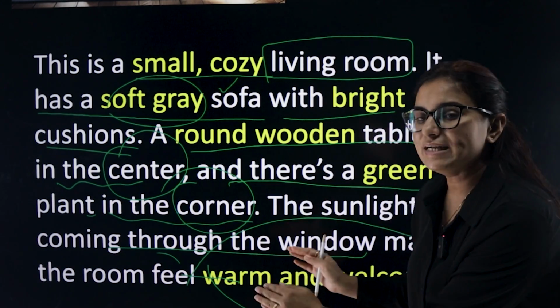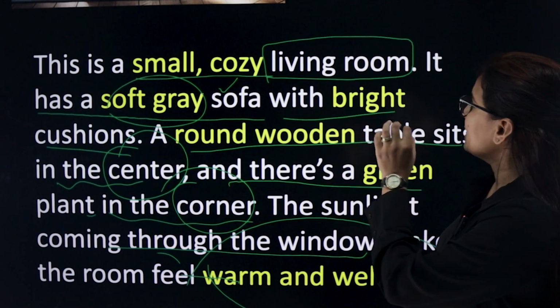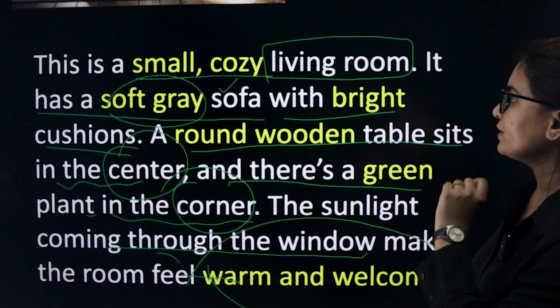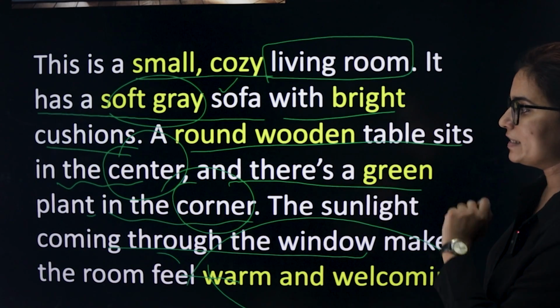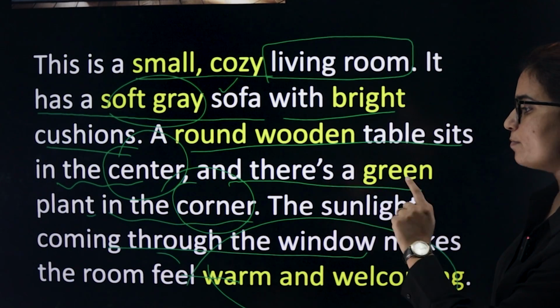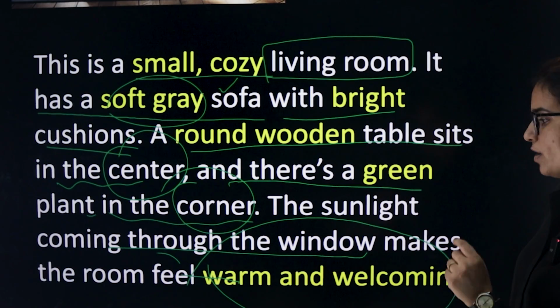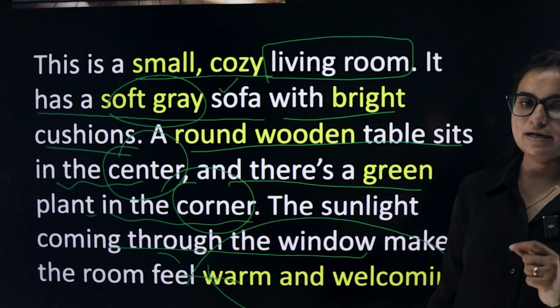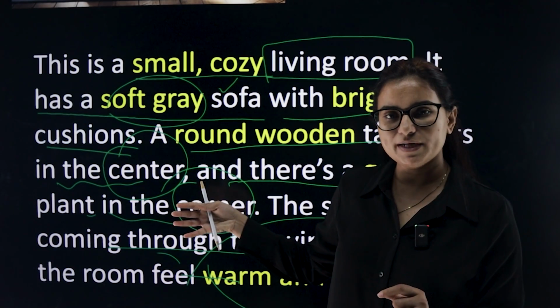Okay, let's read this answer one more time. This is a small cozy living room. It has a soft grey sofa with bright cushions. A round wooden table sits at the center, and there is a green plant in the corner. The sunlight coming through the window makes the room feel warm and welcoming. Don't you think this is a very good description of this image?